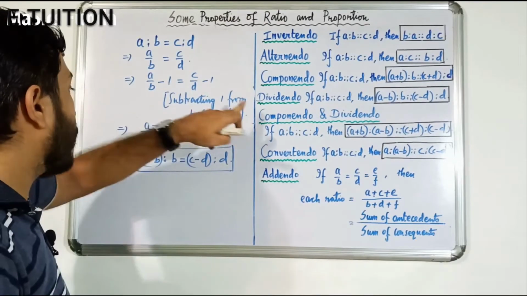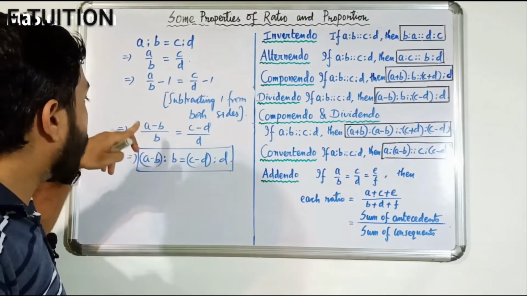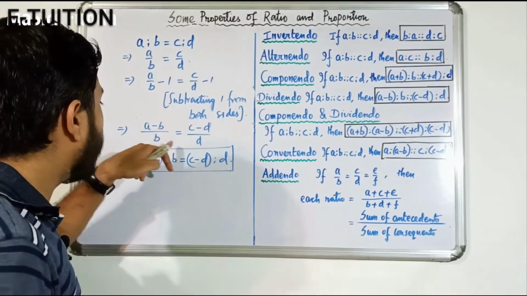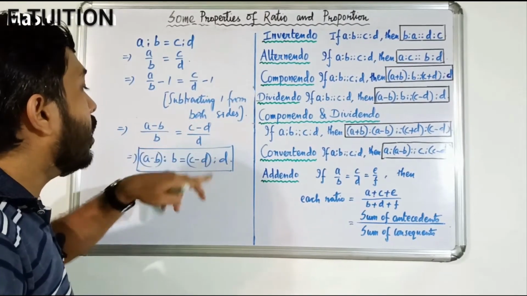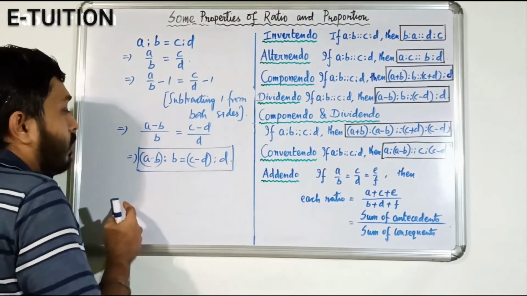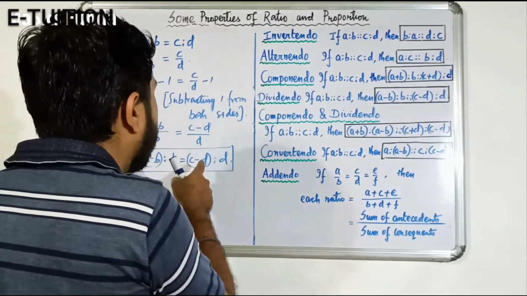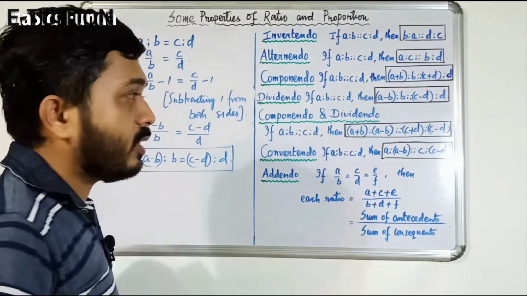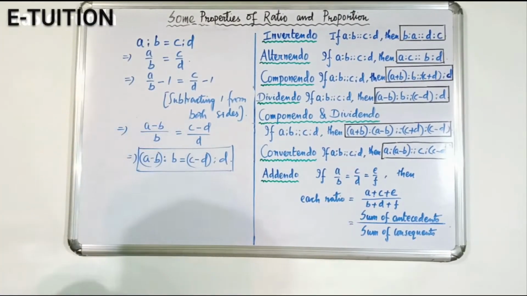Then write the note, subtracting 1 from both sides. Then what you're getting is (A minus B) upon B is equal to (C minus D) upon D. Then write in the form how we write a ratio: A minus B is to B is equal to C minus D is to D. Alright, I hope it is clear. After that is componendo and dividendo.